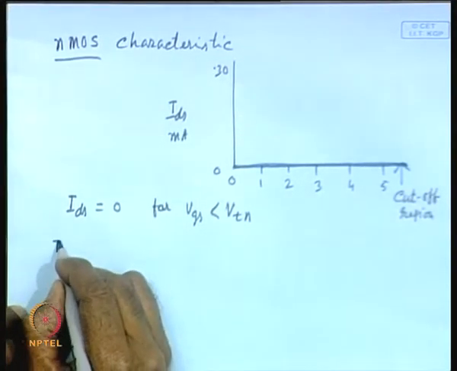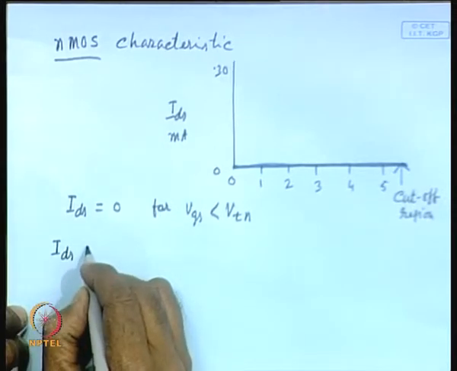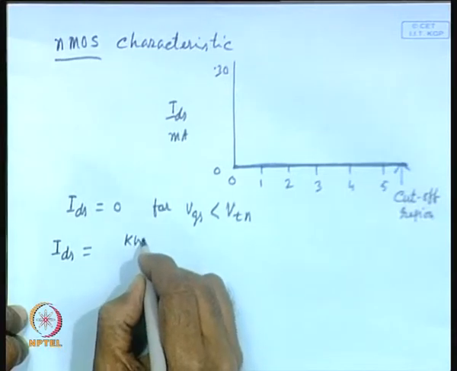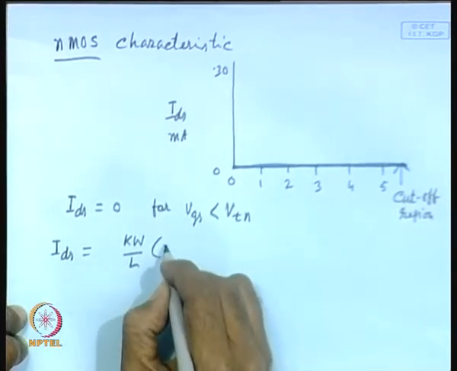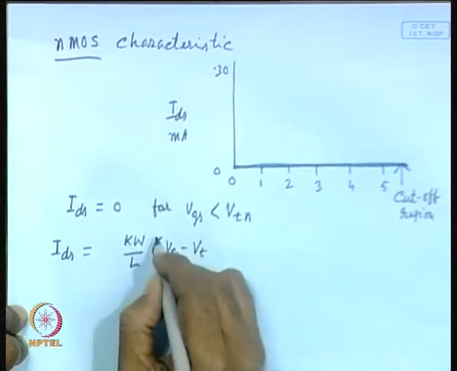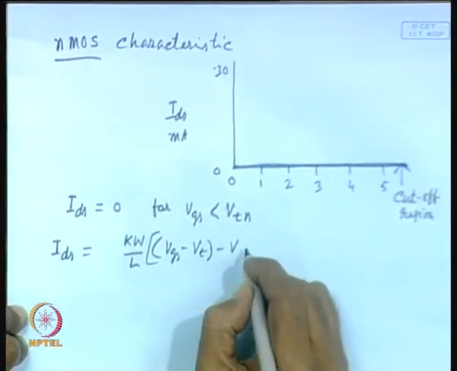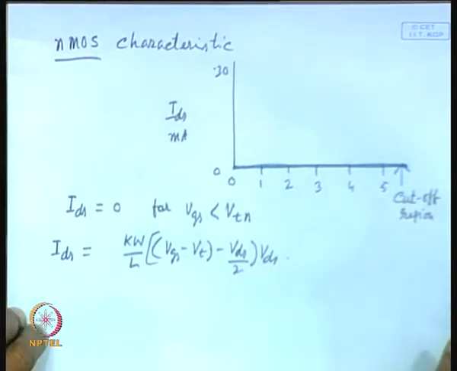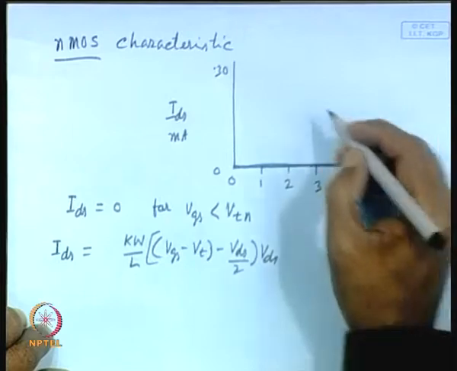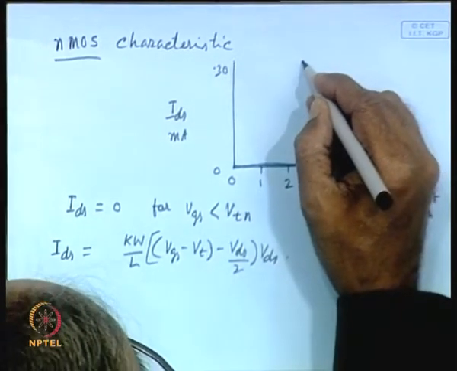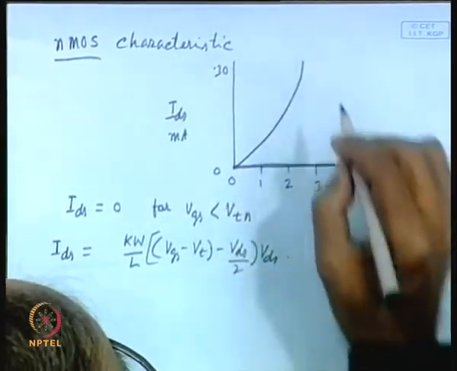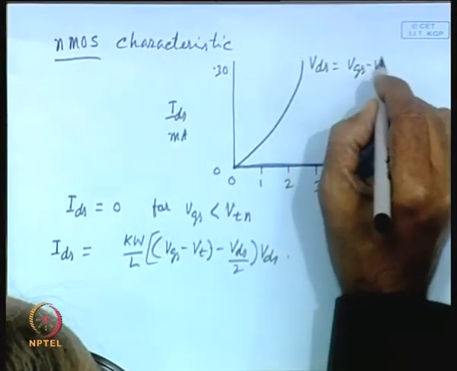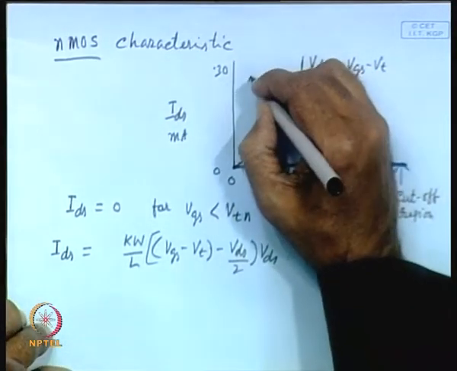Now, the linear region, IDS is equal to, we have already seen the expression, kW by L into VGS minus VT minus VDS by 2 into VDS. This part as we have seen is separated by a line, which corresponds to VDS is equal to VGS minus VT. That means, this part is your linear region.